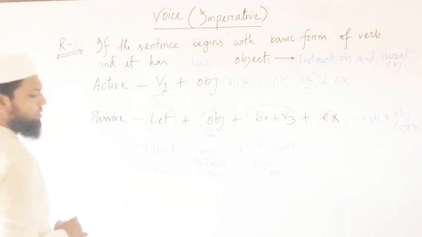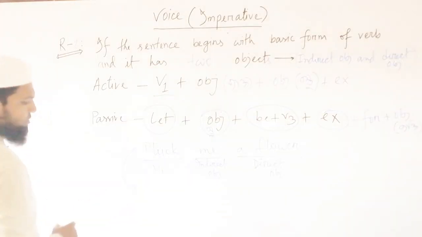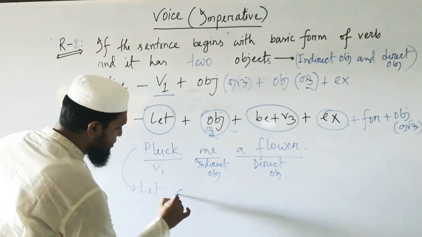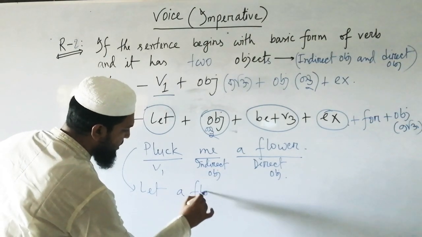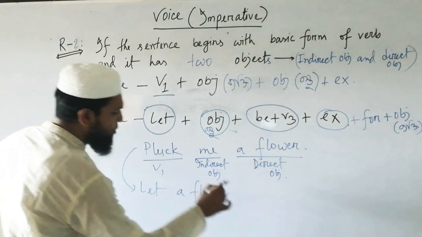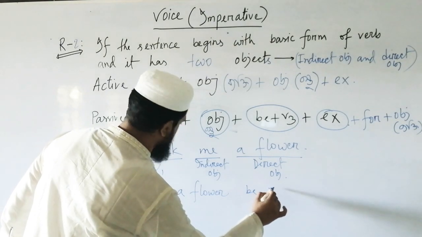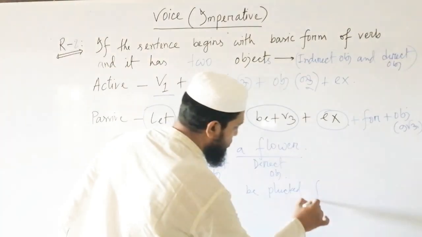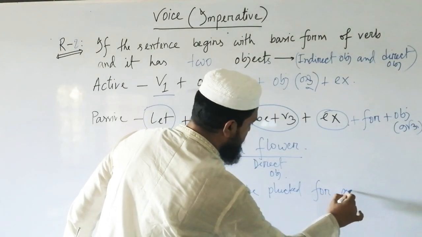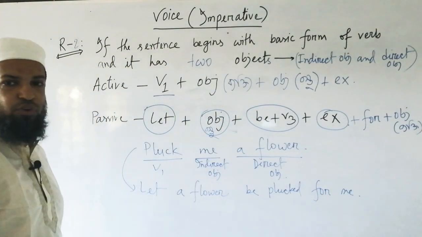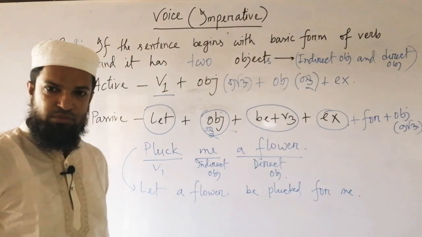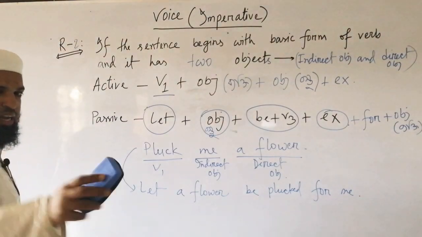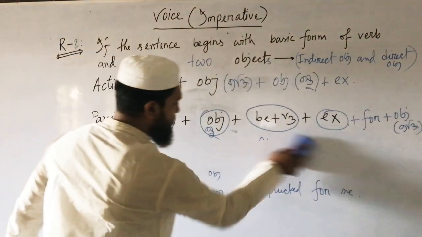Okay, how to change this sentence? At first I will use let and then the direct object. Verb 1 will be verb 3, be plucked, and then I will use for me. Let a flower be plucked for me. Is it very tough? No, it is not very tough. I want to explain another example. Let's see it too.